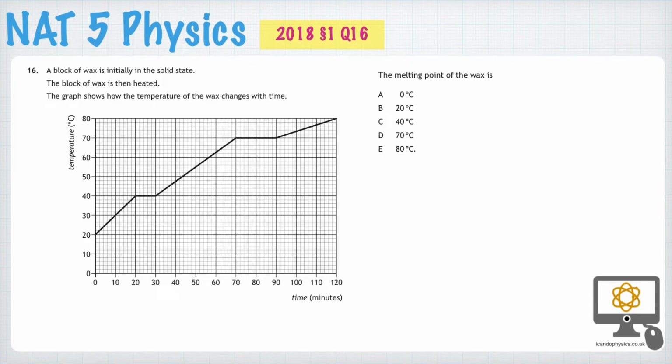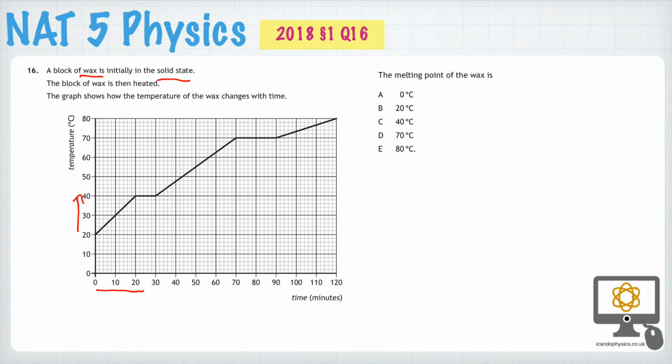Question 16 from the 2018 National 5 Physics paper is one of these questions where you have to analyse the graph of how temperature changes with time for an object when you supply heat energy to it. So the object is a block of wax, and that wax is initially in a solid state. And so when we supply heat to it, that heat will cause a rise in temperature. And that's what's happening for the first 20 minutes of this process.